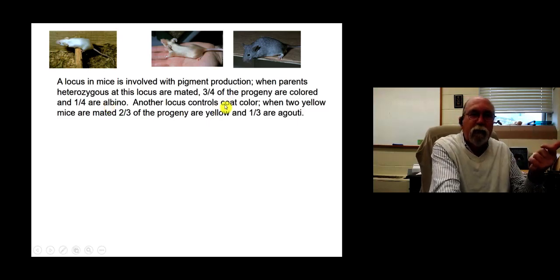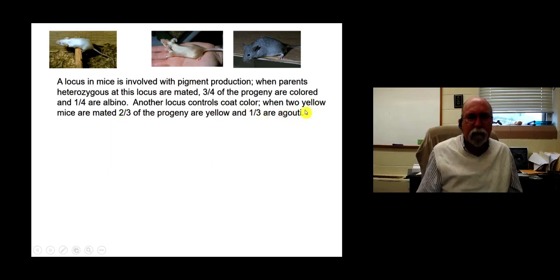Then once it's lights on, you have to figure out what you got. Well, when two yellow mice are mated, you get 2/3 of the progeny are yellow and 1/3 are Goodie. Okay, so let's just write that down. Let's think about it a minute. What are the modes of inheritance here?